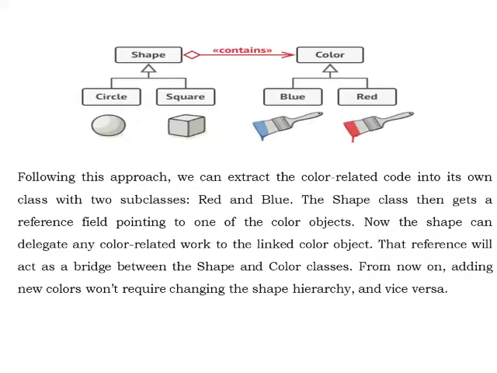See here, we have a shape. We are going to draw the shape, and here we have the two subclasses, circle and square. Now we have extracted the color related code into another class, and this class has two subclasses, red and blue. Now the shape class gets a reference field pointing to one of the color objects. So the problem became easy by using the bridge design pattern.